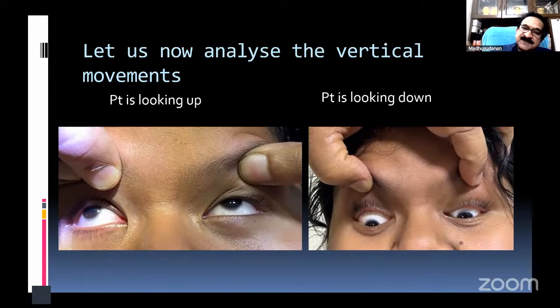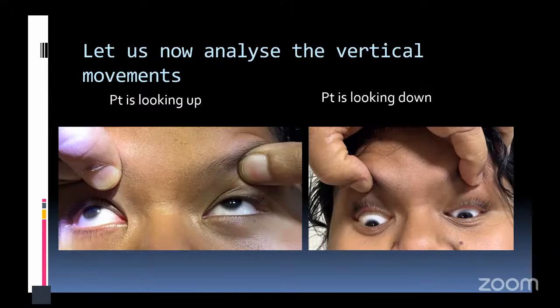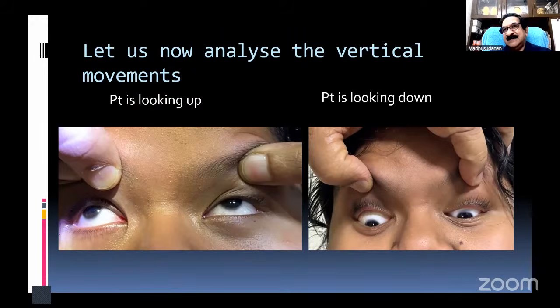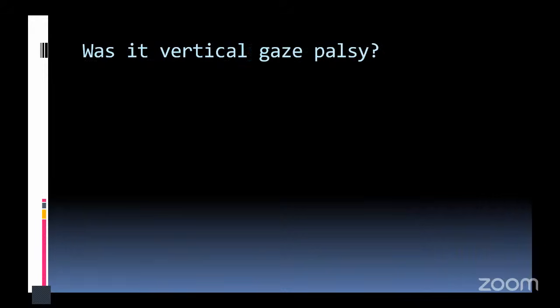If the elevators of the right eye were weak, the disconjugation would have been more on looking up. Here, on the right side, disconjugation is not there. So it has to be the depressors of the left eye. Correct? What he said is correct. It could be depressors of the left eye or elevators of the right eye. But here the patient looks down and you find disconjugation, and looking up there is no disconjugation. That means it is not an elevator problem, it's a depressor problem. Yes, sir. Okay, right.